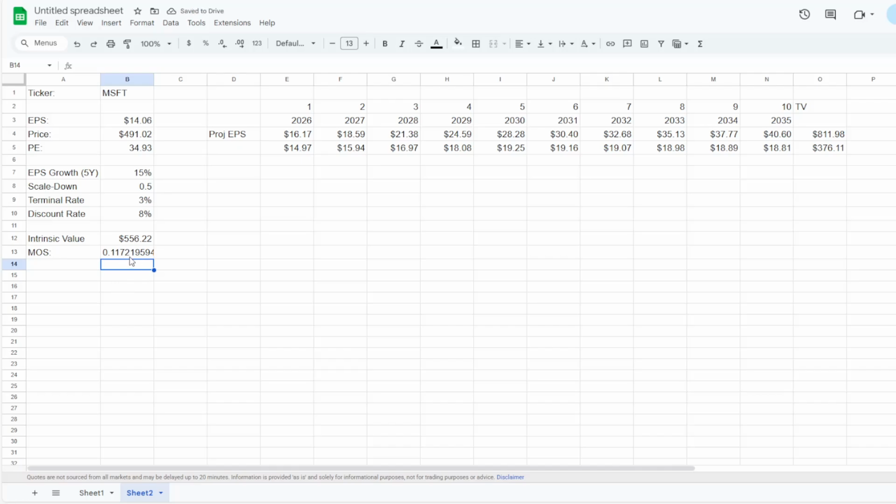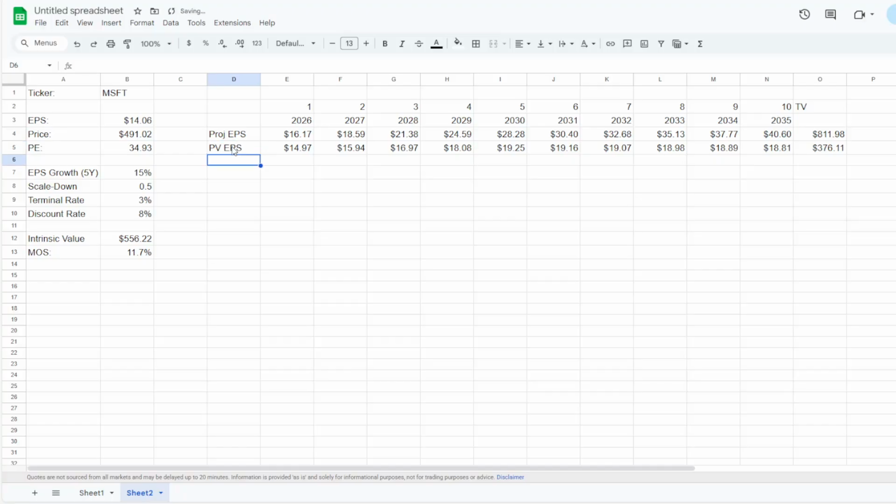Okay, so I'm going to click on that cell, I'm going to go up here to percent, and I'll just do 1 decimal place. So if Microsoft is trading for $491 and I think it's worth $556, that's an 11% margin of safety. Now, maybe you really want to buy Microsoft and you feel comfortable with a margin of safety of 11.7%. I like margins of safety to be around 20% or higher, but if you're comfortable with that, then that's ultimately your choice. And so with these numbers, we might say that Microsoft is a buy with an 11.7% margin of safety.